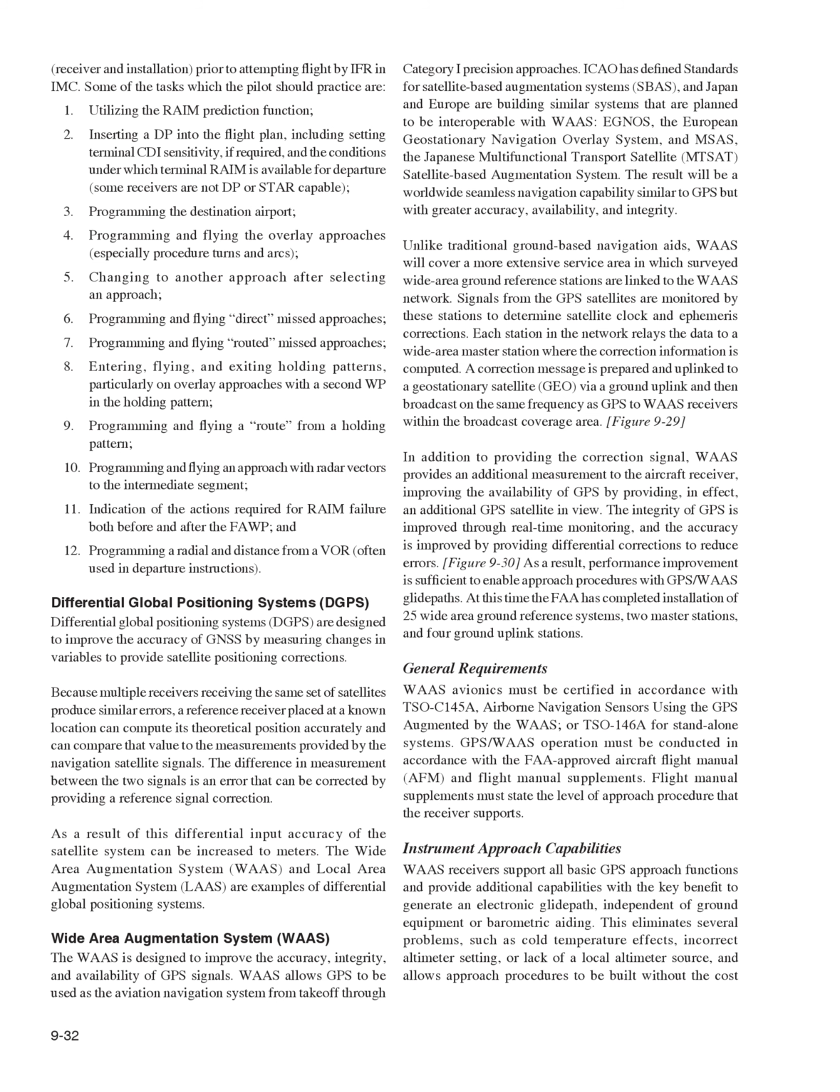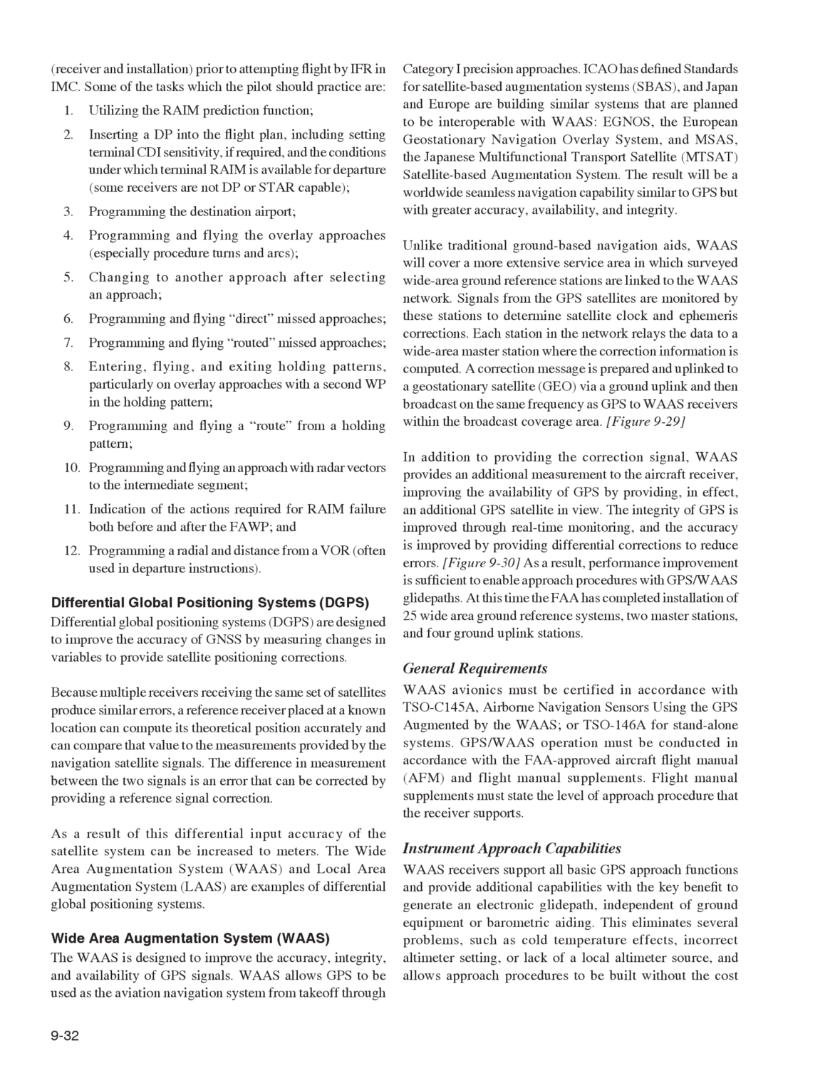Some receivers are not DP or STAR capable. 3. Programming the destination airport. 4. Programming and flying the overlay approaches, especially procedure turns and arcs. 5. Changing to another approach after selecting an approach. 6. Programming and flying direct missed approaches. 7. Programming and flying routed missed approaches. 8. Entering, flying, and exiting holding patterns, particularly on overlay approaches with a second WP in the holding pattern. 9. Programming and flying a route from a holding pattern.